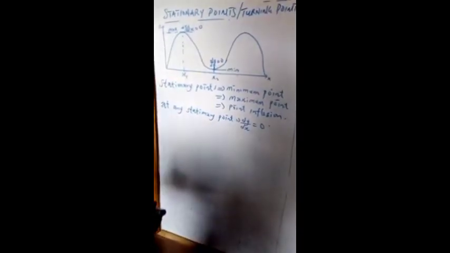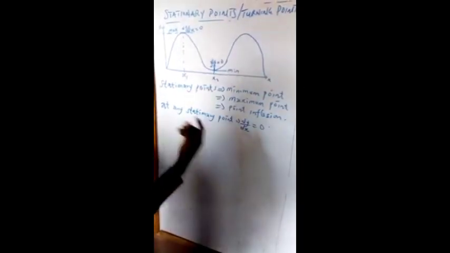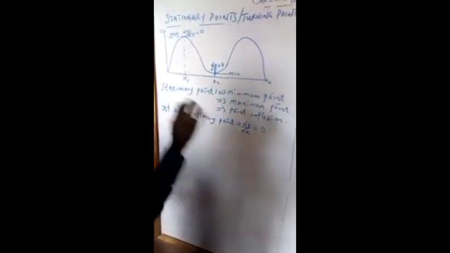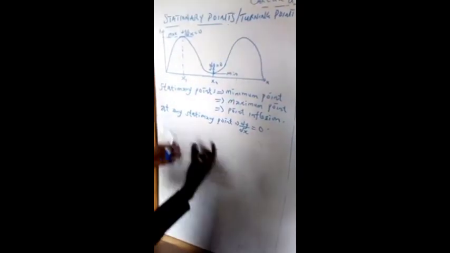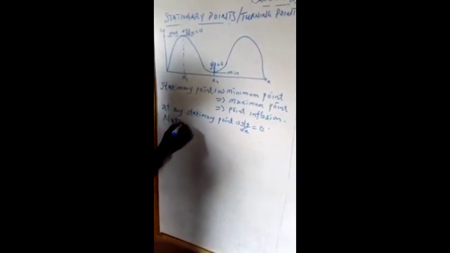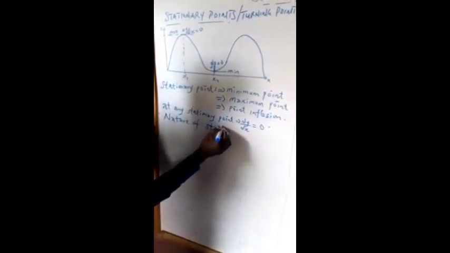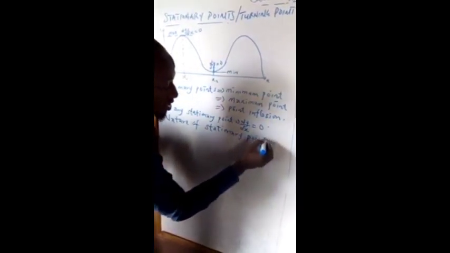Then we can be asked to find the type of stationary point we are dealing with: either it is a minimum, a maximum, or a point of inflection. How do you get the nature of the stationary point if you are given that type of question? When you are interested in the nature of the stationary point, that is, whether it is a minimum or maximum.